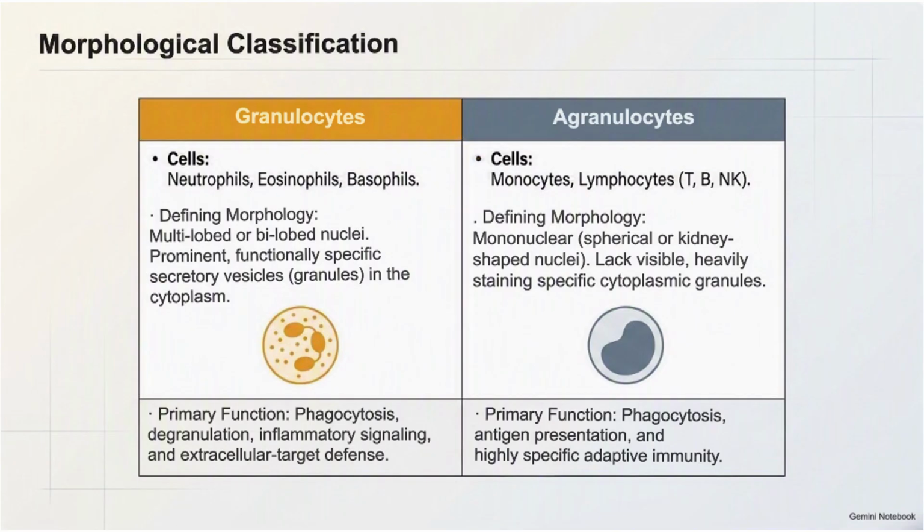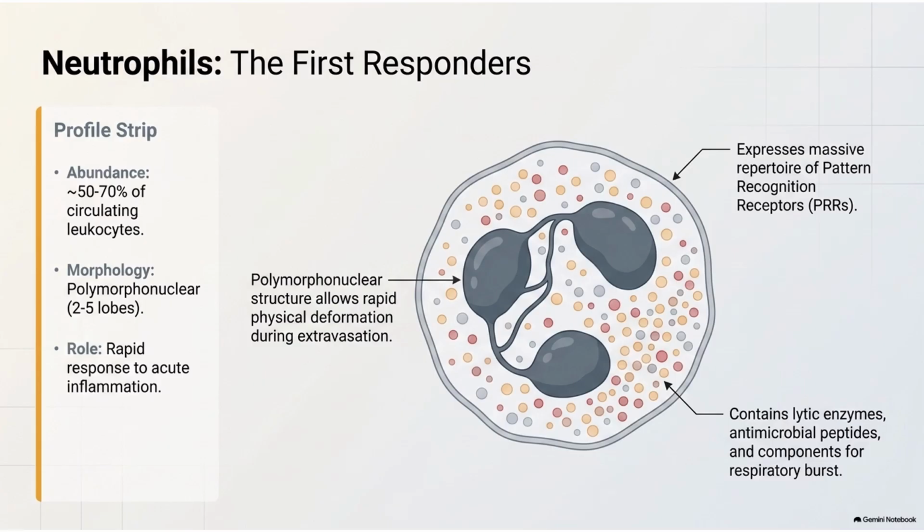If bacteria enter damaged tissue and the body needs a large number of cells that can arrive quickly, engulf microbes and kill them, one leukocyte becomes particularly important. It's also the cell you're most likely to find when you look at a normal white blood cell differential, and that's the neutrophil. Neutrophils are the most abundant leukocytes in normal adult peripheral blood, typically accounting for about 50 to 70% of circulating white blood cells, and they're built for rapid innate immune defense.